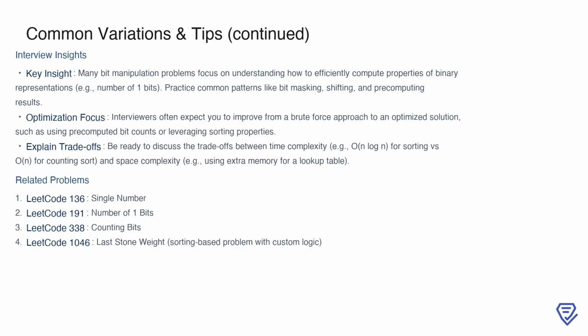Be prepared to explain the trade-offs in your approach. For example, you might discuss the time complexity of O(n log n) for standard sorting versus O(n) for counting sort, and how these compare in terms of space usage, such as when using a lookup table. Related problems that can help you practice these concepts include LeetCode 136, 191, 338, and 1046. These problems share similar themes, such as bit manipulation, sorting, and optimization.